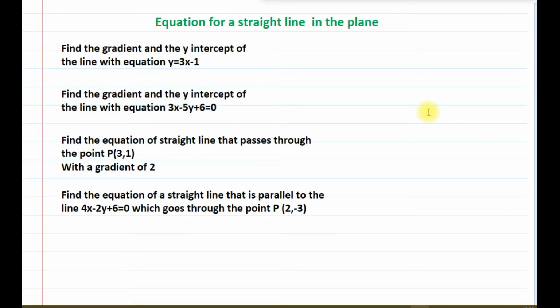Hi, in this video I'm going to look at some numerical examples of equations for a straight line. I start with a simple one, which is basically identifying gradient and intercept, and then we will move on to more complicated questions.